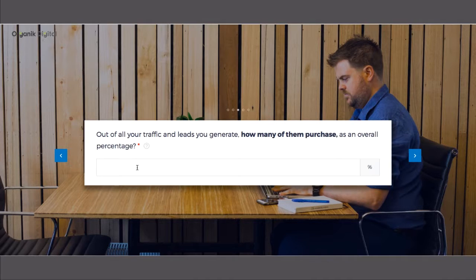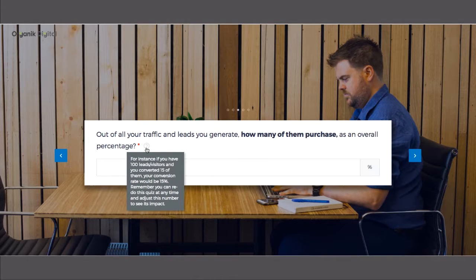Next, we want to know out of all your leads, visitors, or inquiries that you receive, how many of them you end up purchasing, and we need to work this out as an overall percentage. So for instance, if you had 100 leads or visitors and you converted 15 of them, your overall percentage or conversion rate would be 15.